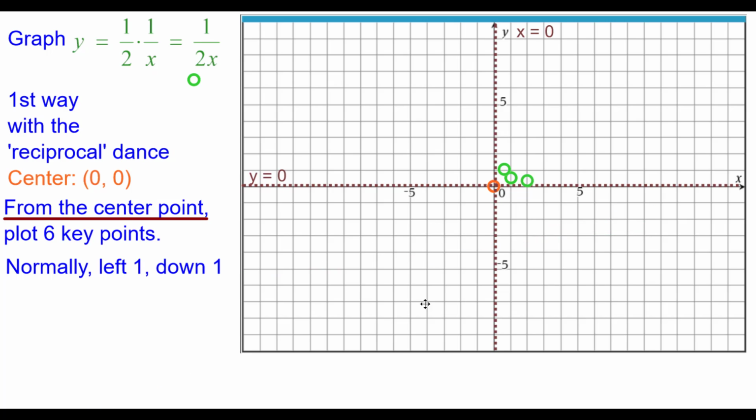So go ahead and plot the 3 points here in the third quadrant. Press pause as needed. Resume when you're ready.